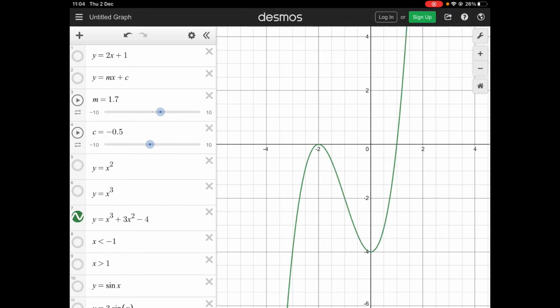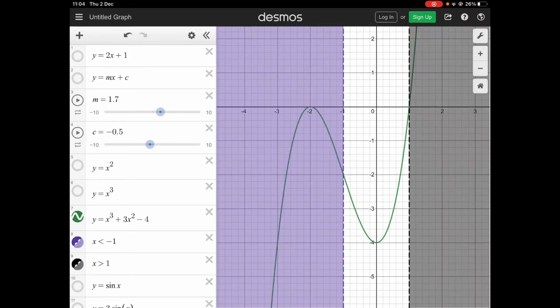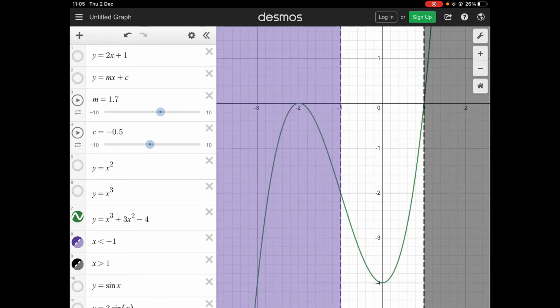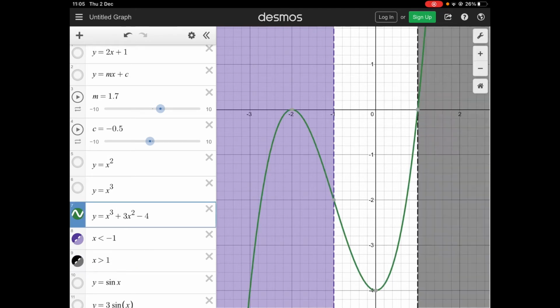And at Higher, we tend to look quite closely at cubic functions. In this case, x cubed plus 3x squared subtract 4, and at times we need to analyse the endpoints. So Desmos allows us to close off parts of the graph between the purple and the grey. And if we look a little bit closer, we can see quite clearly that there is a maximum point at (-2, 0) and a minimum down here at (0, -4).